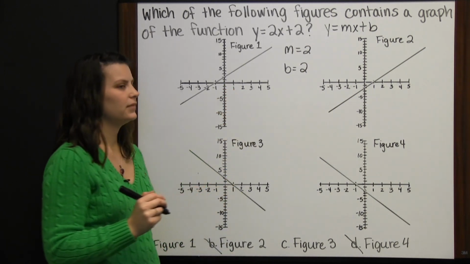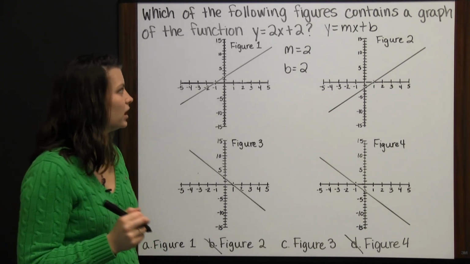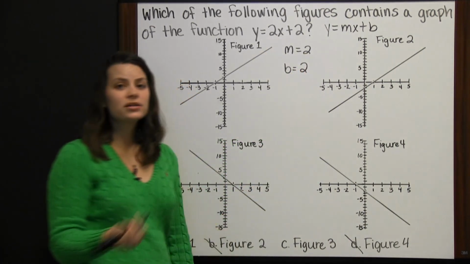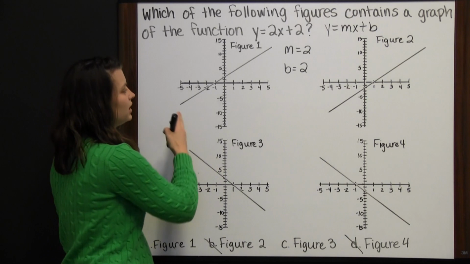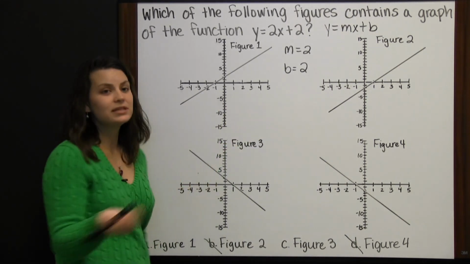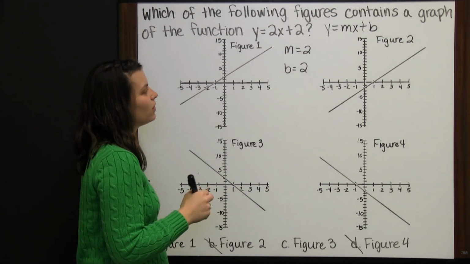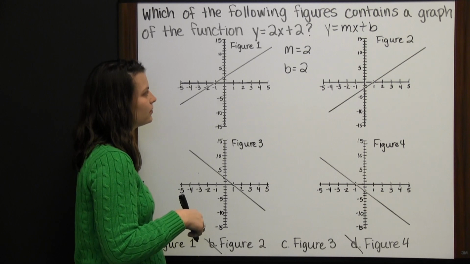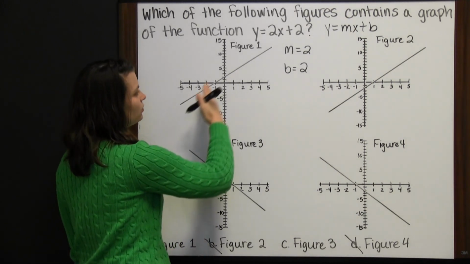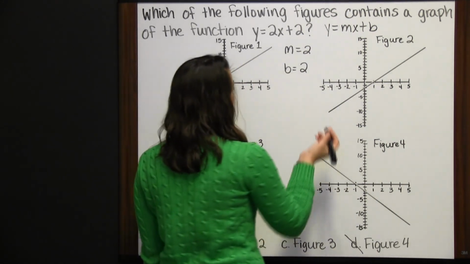figure 3. Now there is a very quick way you can find the answer, and that is that the slope is positive. And with a positive slope, the line should be increasing when looking from left to right, which means figure 1 is the correct graph of the function y equals 2x plus 2. But if you can't remember that a positive slope means an increasing line from left to right, well then you should actually go on and finish graphing it.